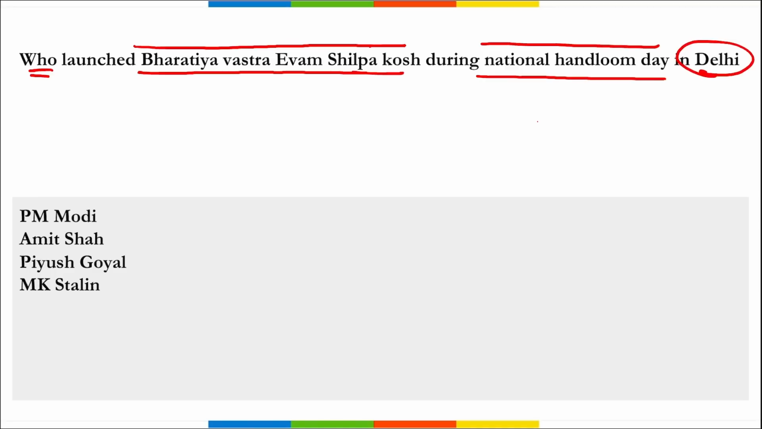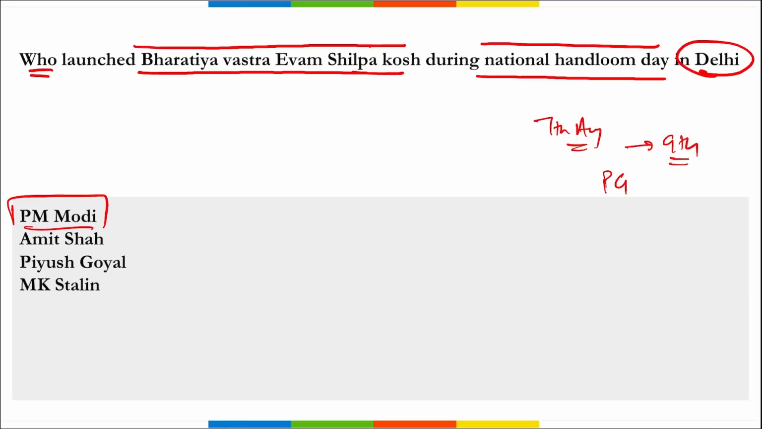Remember that 7th of August is observed as National Handloom Day, and it was the 9th edition of this National Handloom Day that was celebrated at Pragati Maidan in New Delhi. And remember here, who launched this Bhartiya Vastra Evam Shilpa Kosh? It was launched by Prime Minister Narendra Modi.